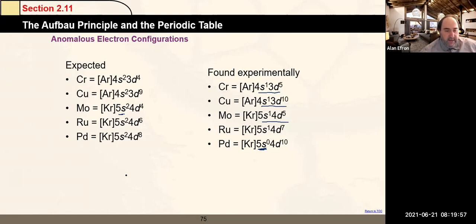Any questions on that? For us, I will say that you would be responsible for just chromium and copper. You should be aware of the other exceptions, but for the other exceptions, you can just write it like normal. Understand, obviously, that there are probably some exceptions and they may not be 100% correct. But for us, you do need to know for sure chromium and copper. Those are the most common ones that we come across. Any questions on that there?